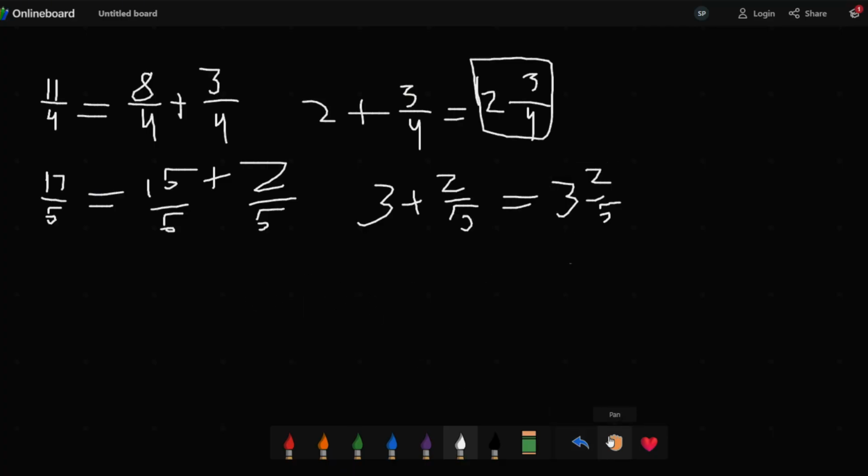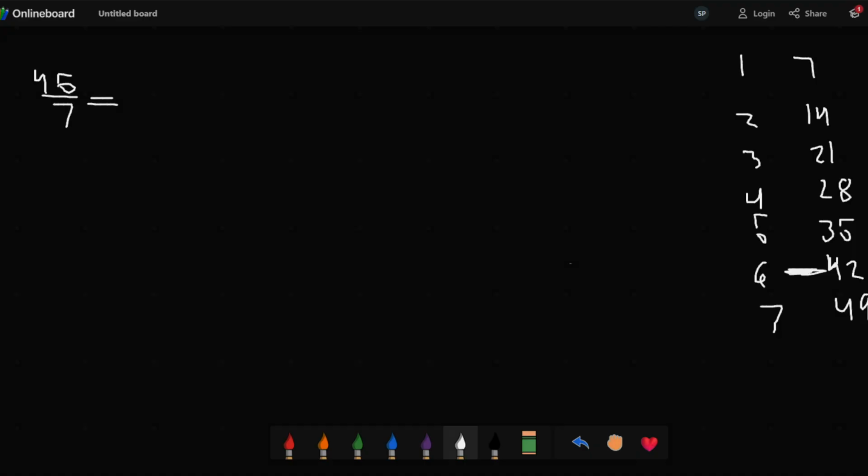So, and it's faster, but I'm gonna be showing you right now a harder problem and how to solve a bigger one. Alright, so here we have 45 over 7. And you just write down the multiples of 7, and you want to get the highest one that fits into 45. So the highest one that fits in 45 is 42.